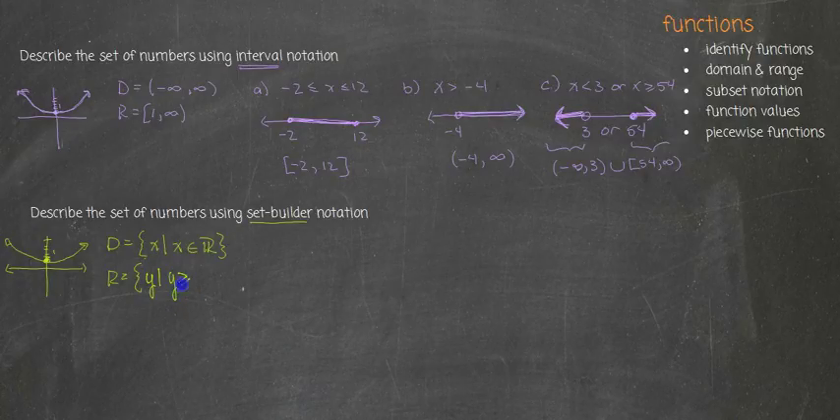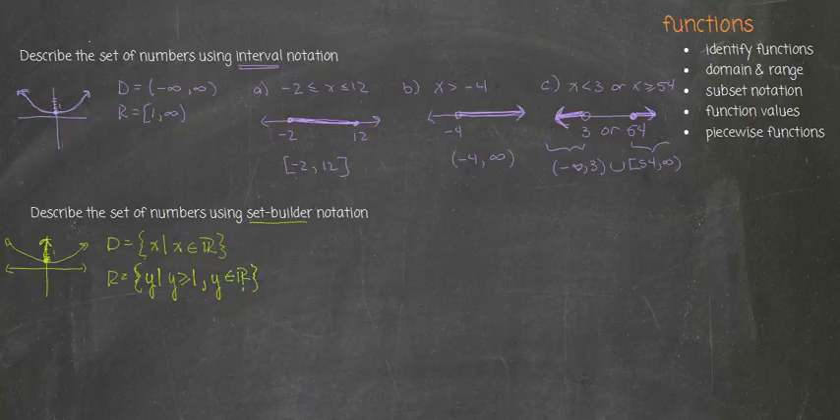y is greater than or equal to 1, right? Because I'm just saying it's all the y values bigger than or equal to 1, but I have to say which set, actually number set, the set is included in. So I'm going to say such that, and y is in the set of real numbers. Okay, I put that together kind of funny, so let me say it again. This says the range equals the set of y values such that y is greater than or equal to 1 and y is an element in the real numbers.